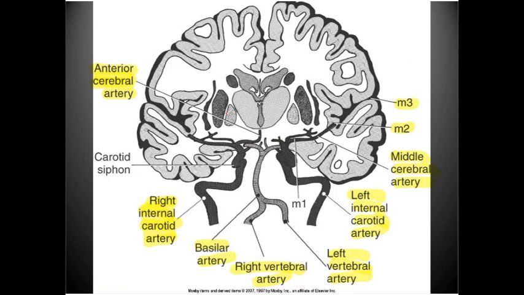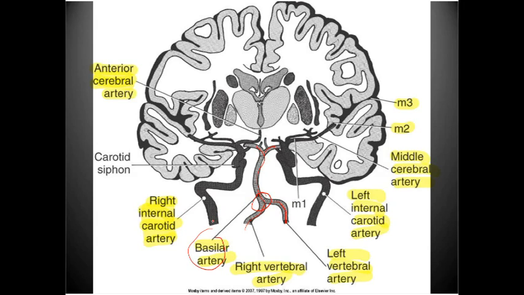Here we see what a coronal image would typically look like. You have basically the right and the left vertebral artery coming together and then merging at this point. At this point, it no longer is the vertebral artery, but the basilar artery. And as we can see, it continues up and then diverges.